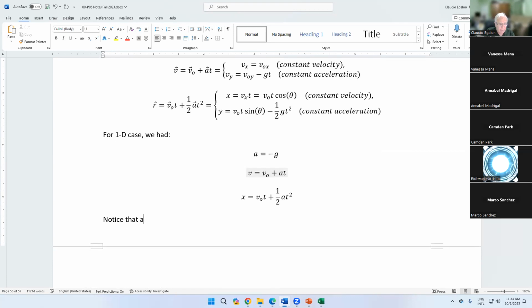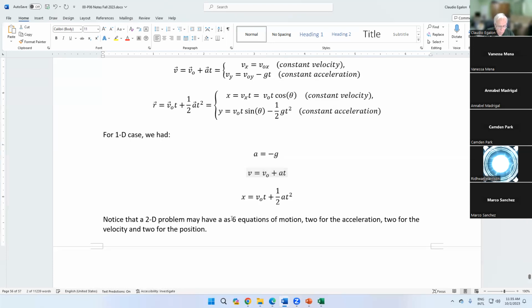Note that a 2D problem may have as much as 6 equations of motion: 2 for the acceleration, 2 for the velocity, and 2 for the position. At most, it may have 6 equations of motion, 2 for the acceleration, 2 for the velocity, and 2 for the position.